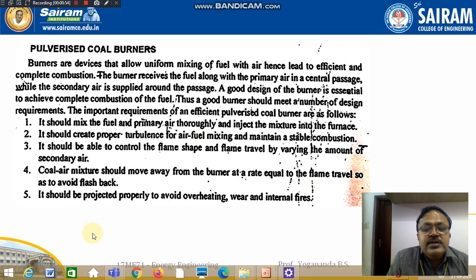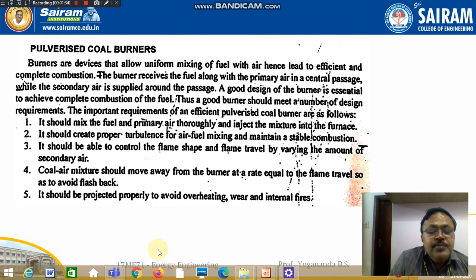So the burner will receive the fuel along with the primary air in the central passage while the secondary air is supplied around the passage. The primary air current is helping the movement of the crushed coal, with uniform flow of the coal taking place with the help of the primary air current, whereas the secondary air is helping the burning process. A good design of the burner is very much essential to achieve the complete combustion of the coal.